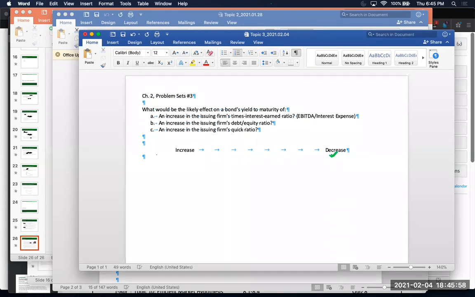Two answers, and there we go. Okay, of the people that answer, I would agree: decrease. It decreases the risk. If I'm earning more cash flows for the same amount of interest, that means I'm a less risky company.